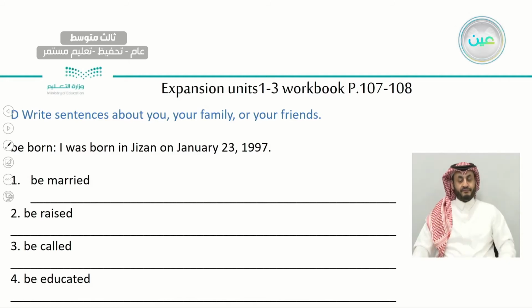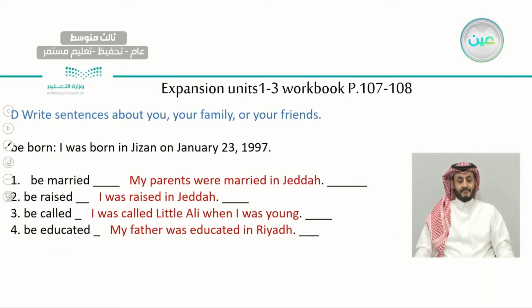Yes. So be born: I was born in Jizan on January 23, 1997. This is the example they have given you. And we have the rest. Married, you can talk about your parents. Raised, you can talk about yourself. Here you can talk about anyone. You can basically talk about yourself, your family, or your friends to answer these questions, okay?